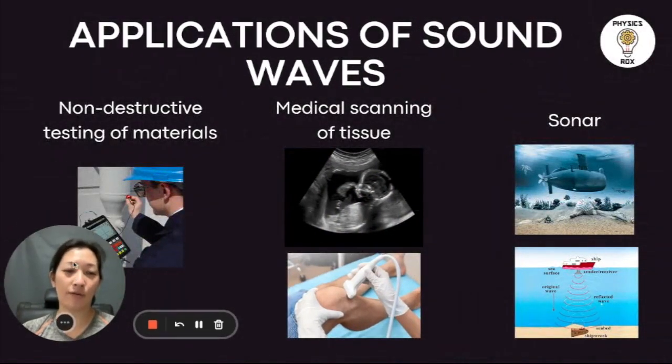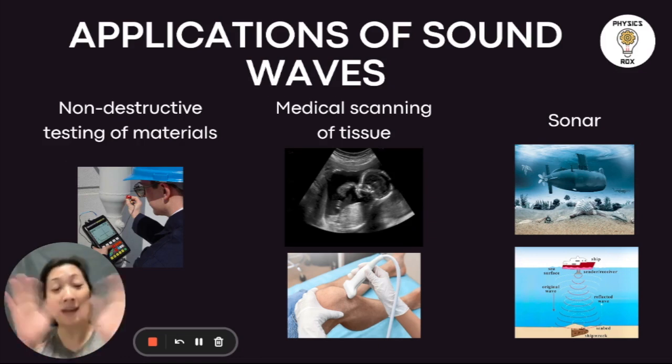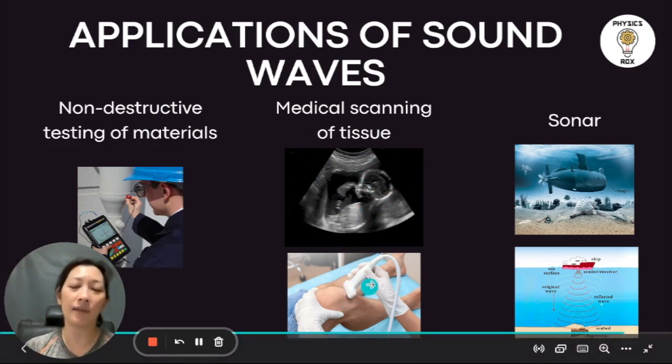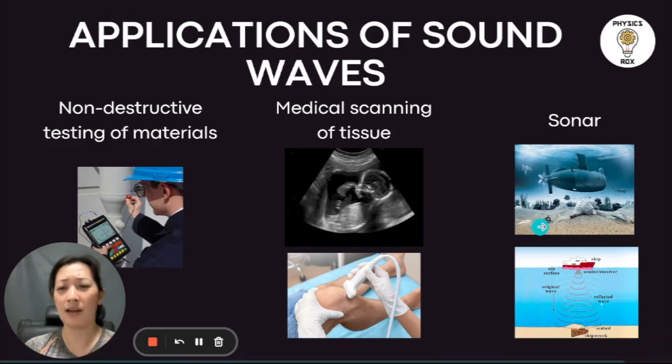Some of the applications which you need to know for sound waves. Because sound waves are not very destructive. Okay, very loud, yes, maybe, or very high frequency, maybe. But generally, sound wave is not very destructive. So they can be used for non-destructive testing of materials. You can also use this for medical scanning of tissue, which is normally known as ultrasound, to find the rough position and shape of the baby, or to take a look at what's on the inside of your tissue and your organs. Also used for sonar detection under the sea.